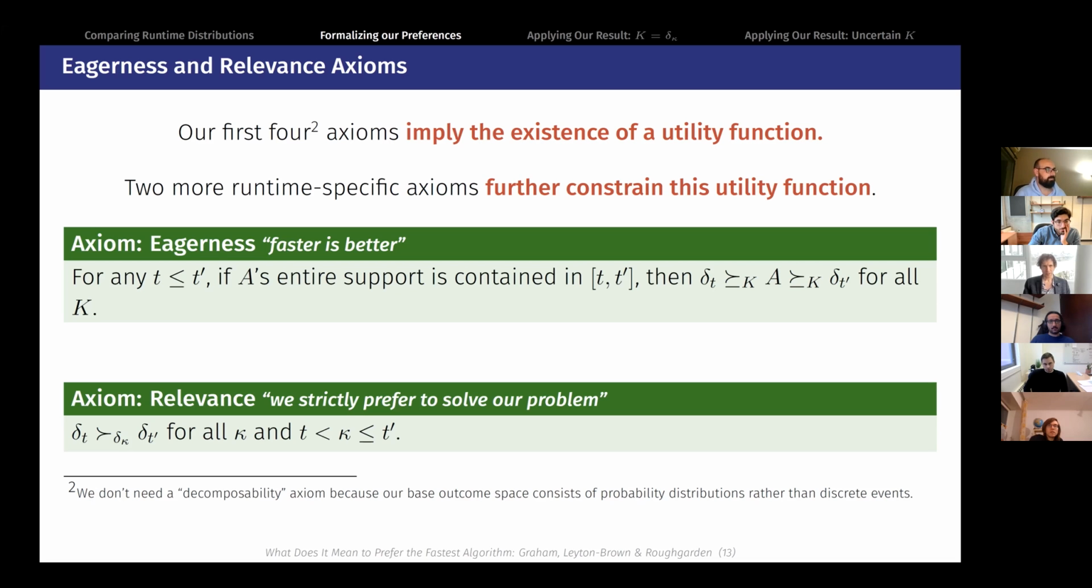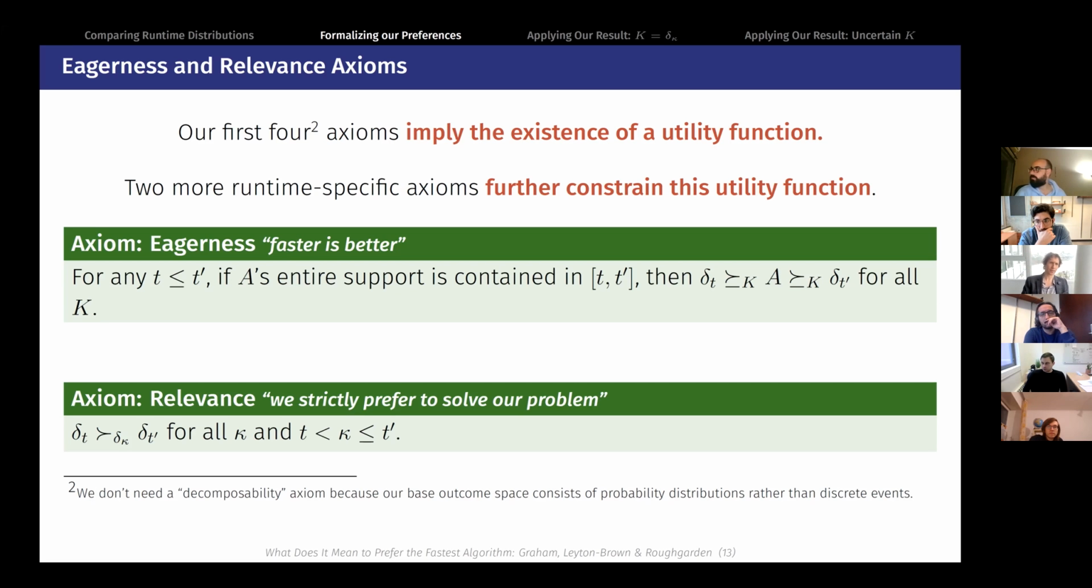So this just says if I think about two runtimes, T and T prime, and I have some algorithm's runtime that is strict, its entire support is contained between T and T prime, then I like the deterministic algorithm that takes T at least as well as I like this randomized algorithm A, at least as much as I like deterministically taking T prime. The T and T prime just bracket the runtime distribution A and its PDF.